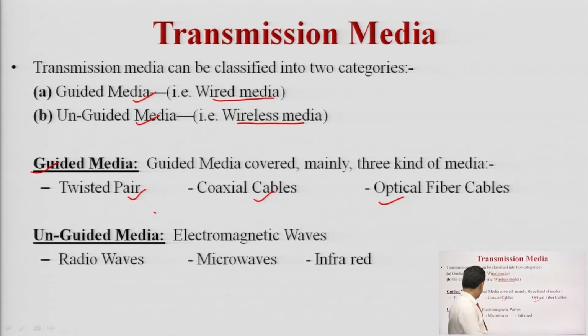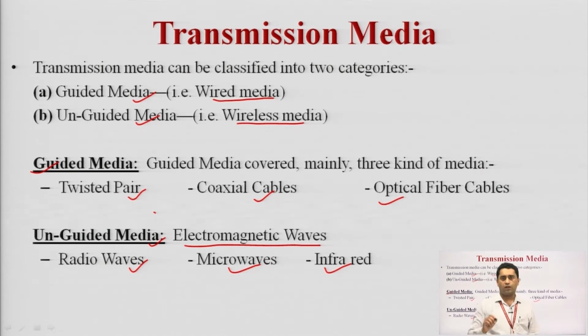In case of unguided media or we can say the wireless medium, we have the electromagnetic waves through which our data is going to travel. So, again there are 3 main categories. Number 1, radio waves, another one microwave and we have the infrared waves. So, this is all about the transmission media.